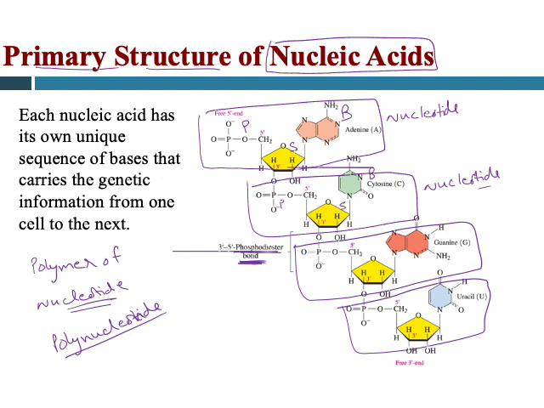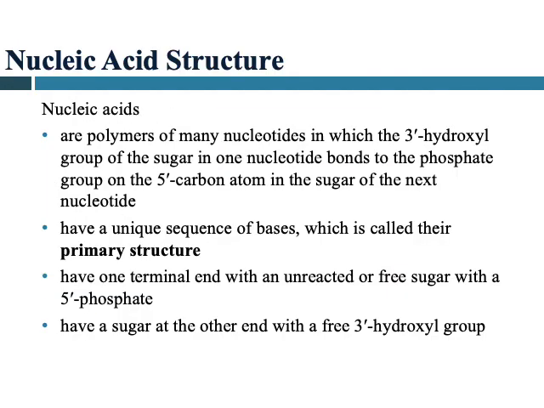Right, so we're gonna see in the other slide what these phosphodiester bonds are and how these nucleotides bind together and form a polynucleotide. Right. So nucleic acid, like I will tell, is a polymer of many nucleotides, and has a unique sequence of bases which is called its primary structure.